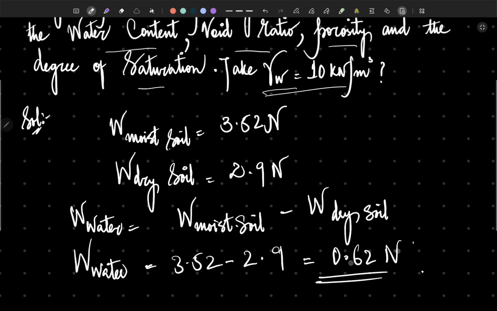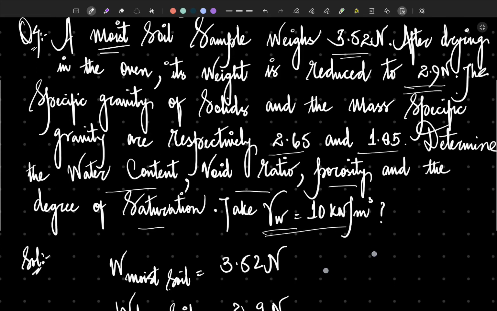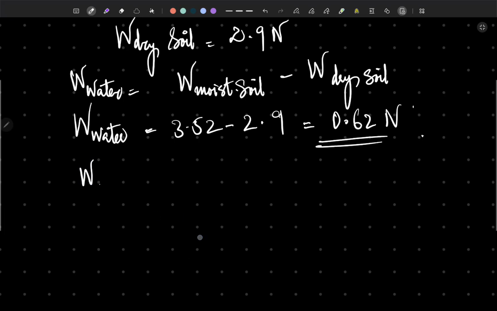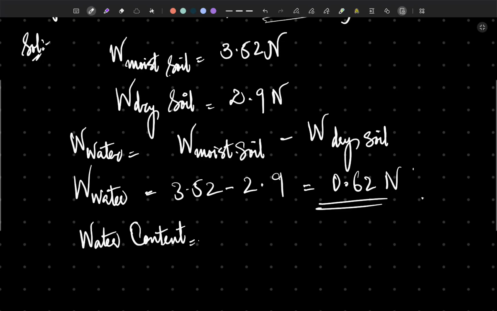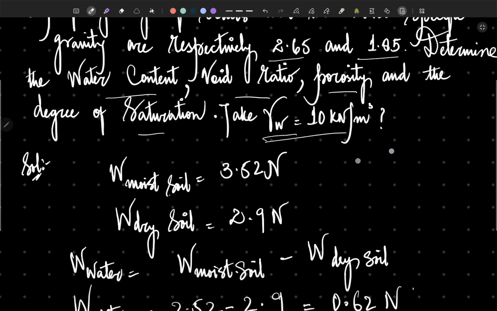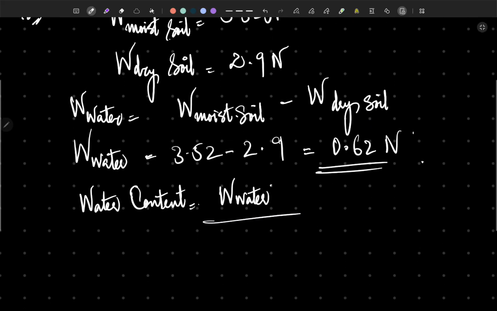All right. We have to determine the water content, the void ratio, the porosity, and the degree of saturation. All right. Water content we'll find first. Water content is equal to weight of water, all right, divided by weight of the dry soil.